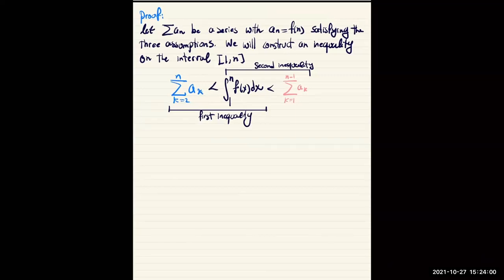I'm going to copy this down. So the first inequality says that the sum from k equals 2 to n of a sub k is less than the integral from 1 to n.